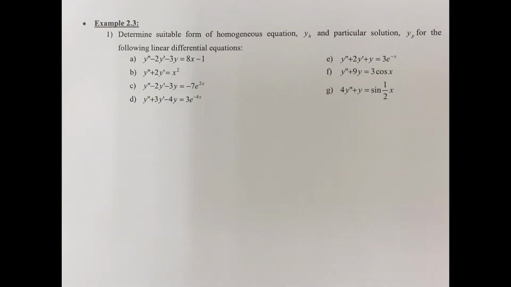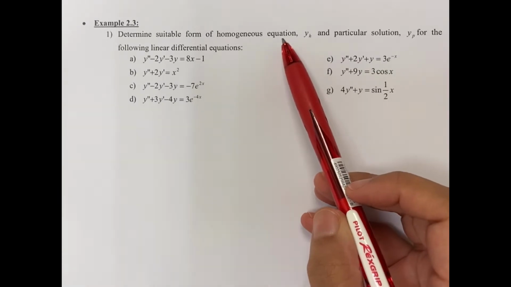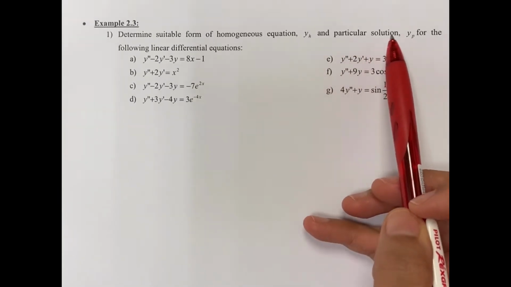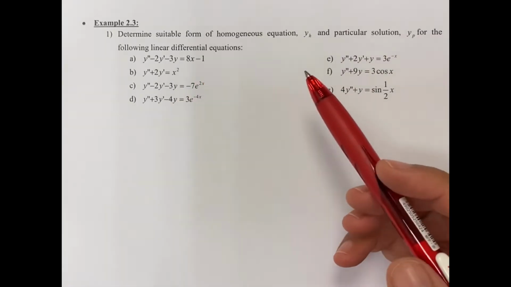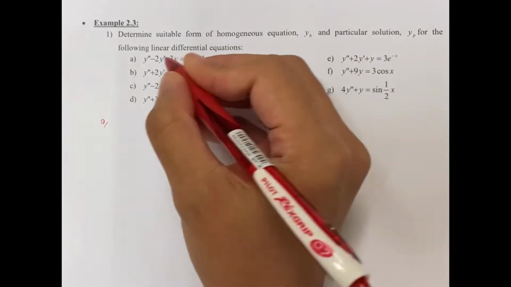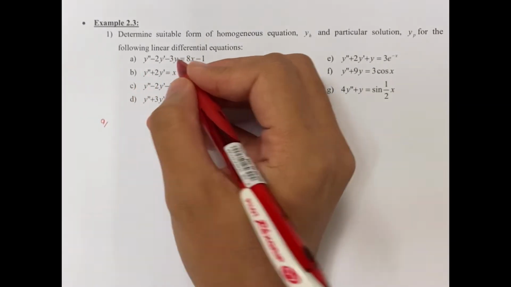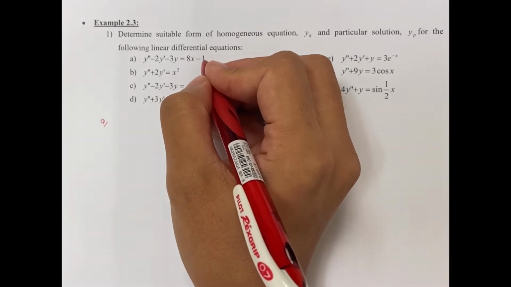In the first example, example 2.3, I will show you how to determine the suitable form of homogeneous solution YH and particular solution YP for the following linear differential equations. So we have A: y double prime minus 2y prime minus 3y equal to 8x minus 1.